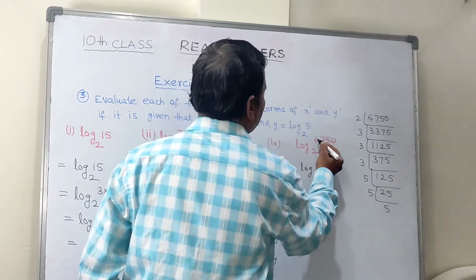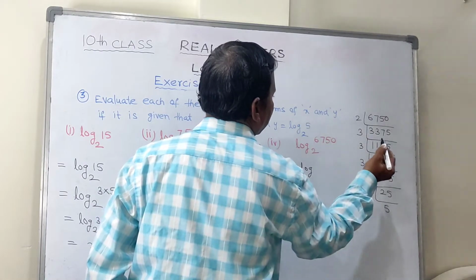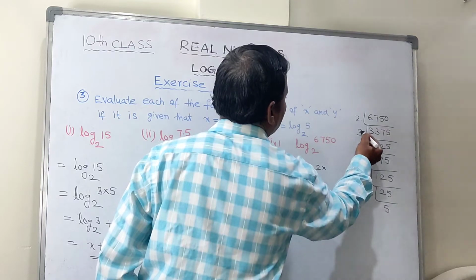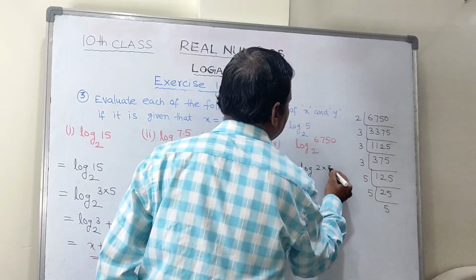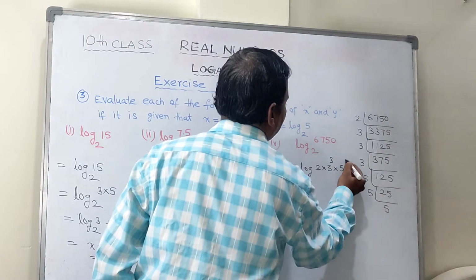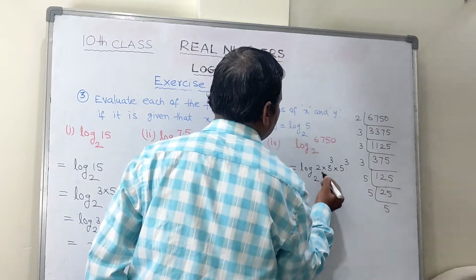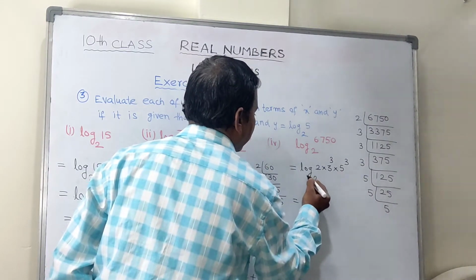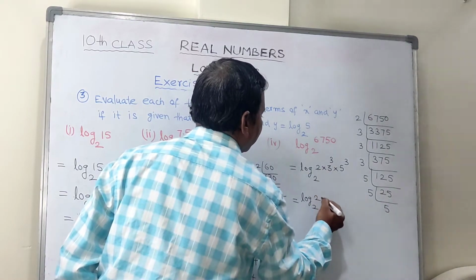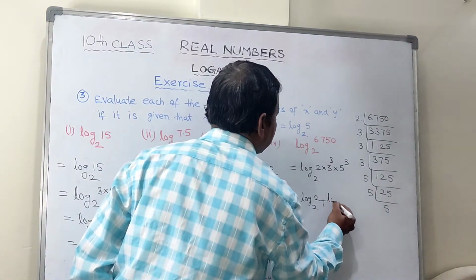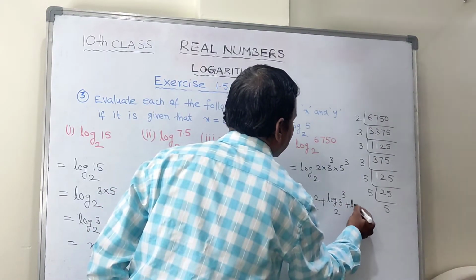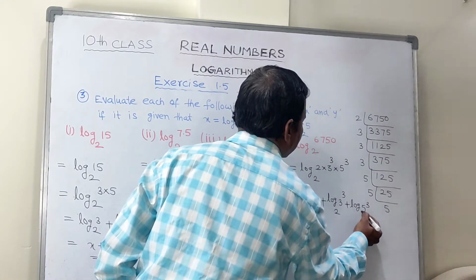So 6750 we can write it as 2 into 3 cube into 5 cube. Base is already given, 2. You expand it separately: log 2 to the base 2 one time, plus log 3 cube to the base 2, plus log 5 cube to the base 2.